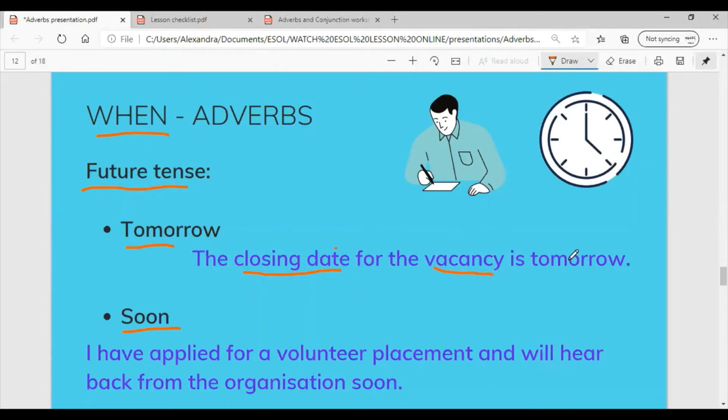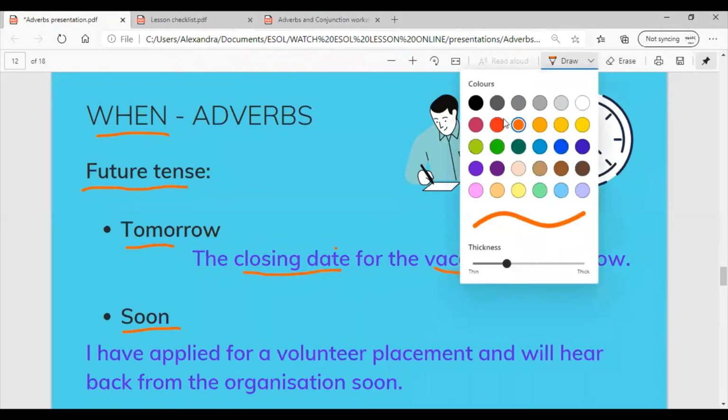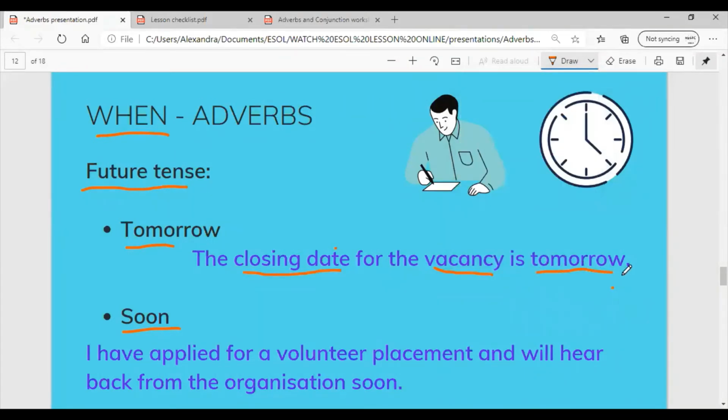And then we've got closing would be our verb, and then adverb would be tomorrow, because that is telling us when the action is taking place, so that the deadline for the job, when it is closing, it is tomorrow. And then same, we've got soon here. So I have applied for a volunteer placement and I will hear back from the organisation soon.